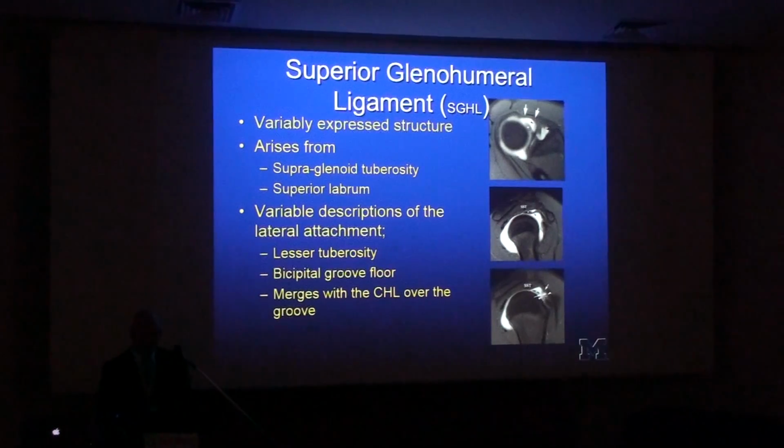And here are axial and sagittal MR arthrograms. You see contrast in the joint, anterior and posterior. You can see this is the superior glenohumeral ligament here, arising from the labrum and supraglenoid tuberosity. Sagittal image, you can see the close association of the SGHL with the biceps, and finally far laterally, its attachment. We'll talk about this area. It's called a pulley in a little while.